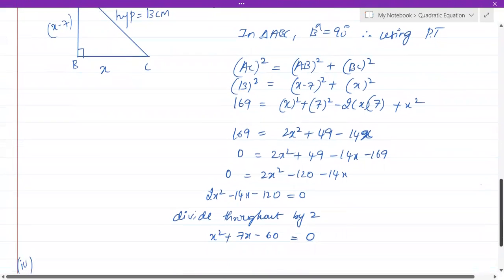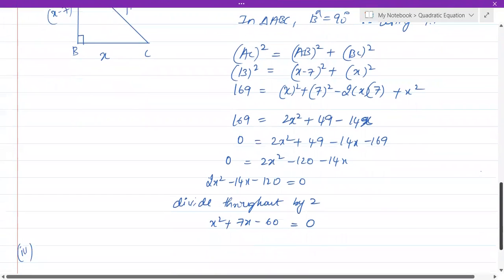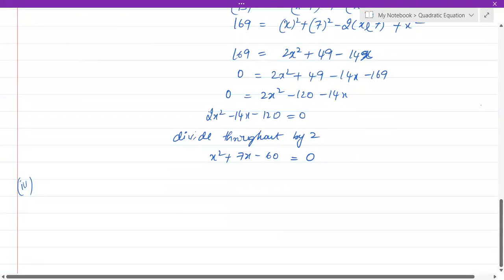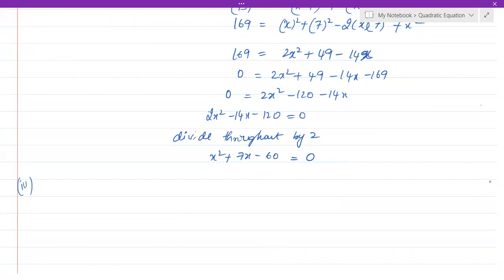Yeah. So you would have got 2x square plus 14x minus 120 equal to 0. So dividing throughout by 2, we get the required equation. That is x square plus 7x minus 60. So let's get into the next question.